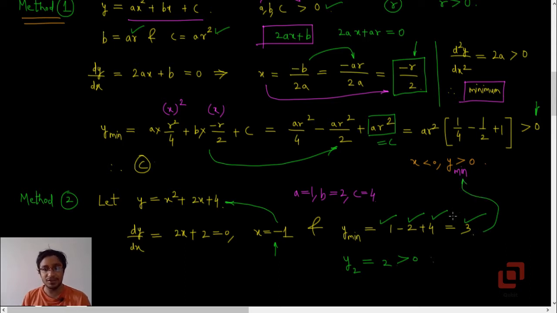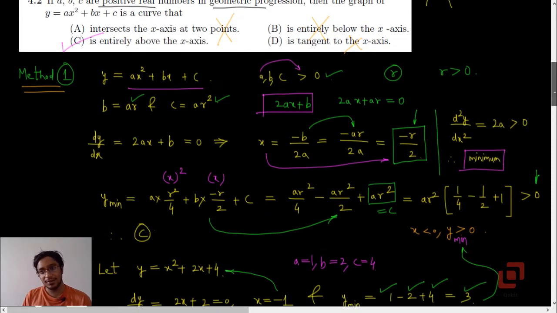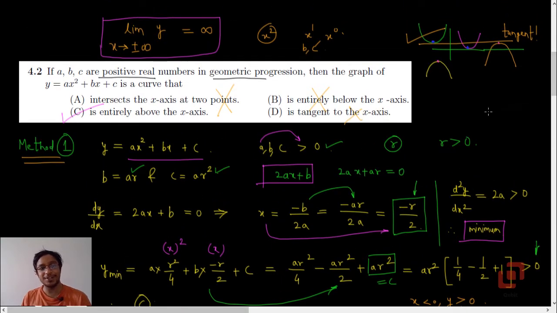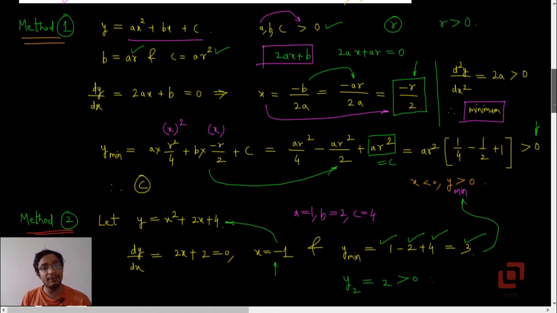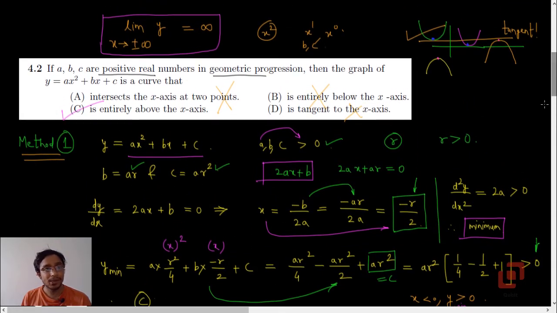So if the result is true for a general case, it must be true for a particular case. Although we are solving this question, we just need to pick the correct option, right? So again, because the y coordinate is positive and the x coordinate is negative and it is a minimum value, we can conclude happily that the curve entirely lies above the x-axis. Okay, so the answer is option C.